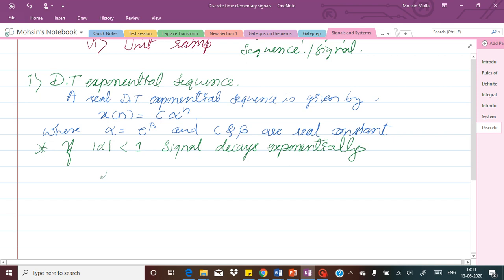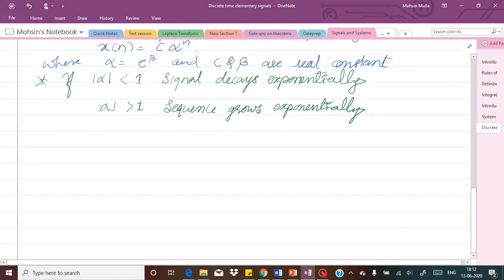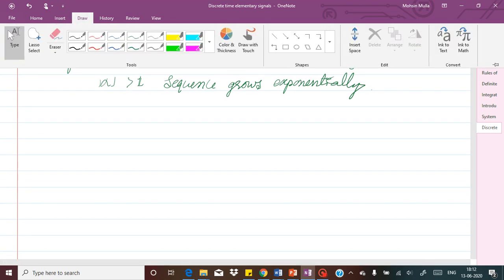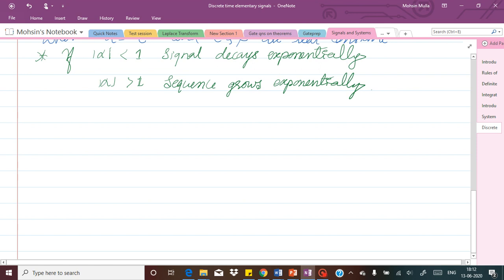And if the magnitude of alpha is greater than 1, the signal grows, the sequence grows exponentially. Okay, so here, for the magnitude of alpha less than 1, we can try to draw the sequence here. Let me use another color.